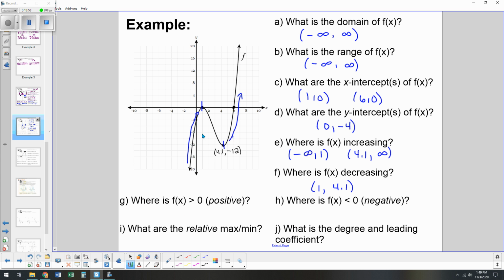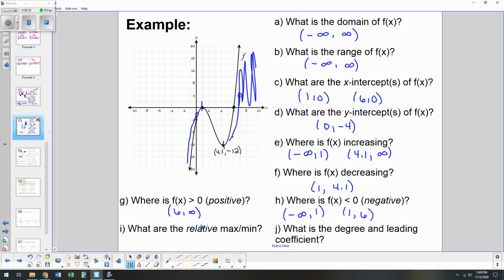Where is it positive? It's positive here, right? Nothing else on the graph is over the x-axis except for right here. So it's positive from 6 to infinity. Where is it negative? Well, it's negative from negative infinity until 1, and then again from 1 to 6. Now, I don't say negative infinity to 6 because at 1, it's not negative, it's 0. So I can't include that 1, which is why I had to start and stop.